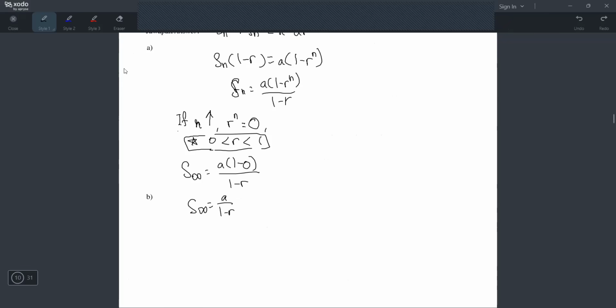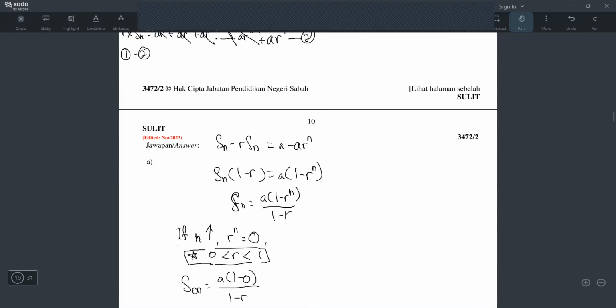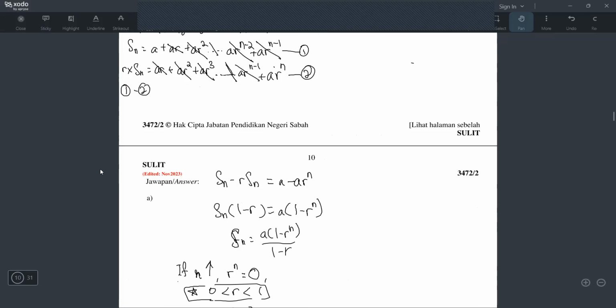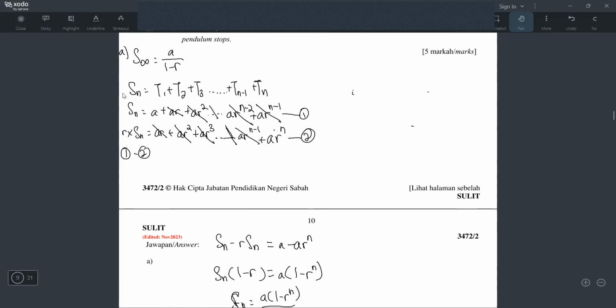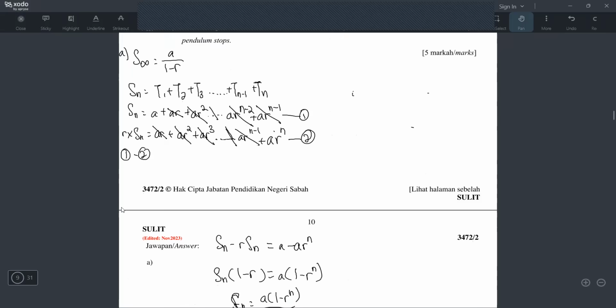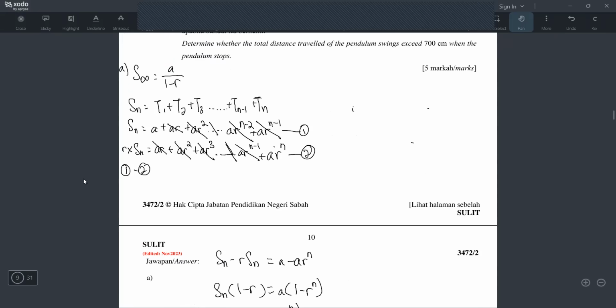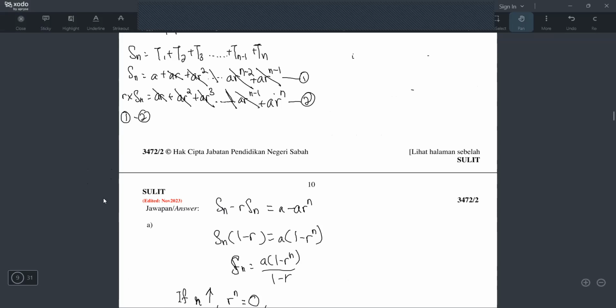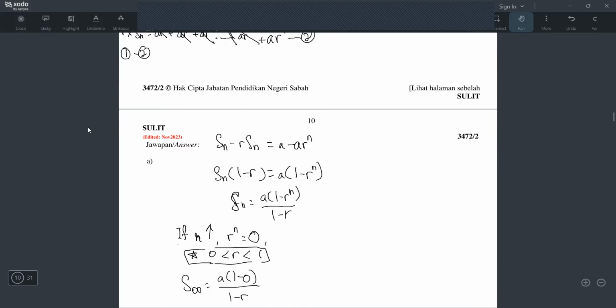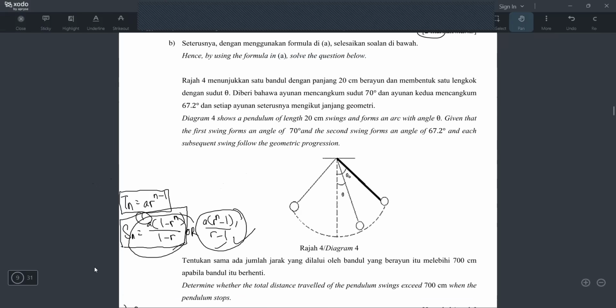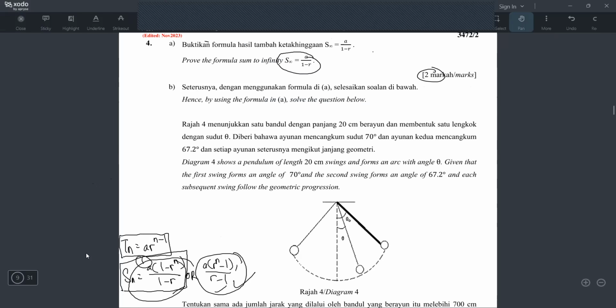But why I want to do this is because I feel like they might ask you to, because I think it's important to know this also, because they ask this type of question a lot this year. Last year's paper also, they asked how to prove this formula. So that's why I explain it also. I just want you to know the more detailed stuff.